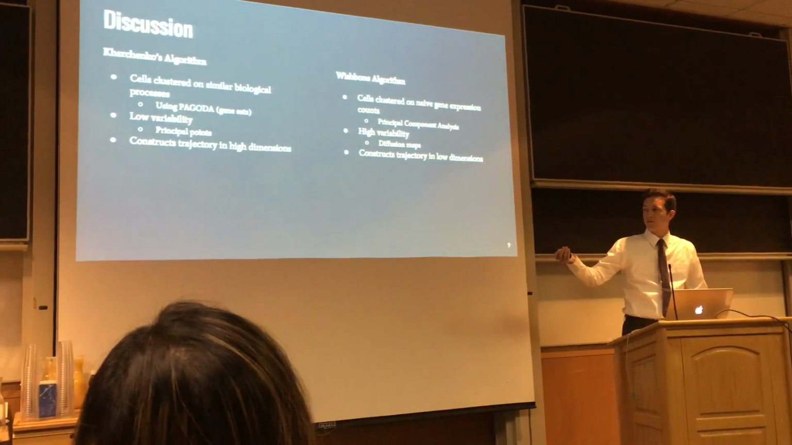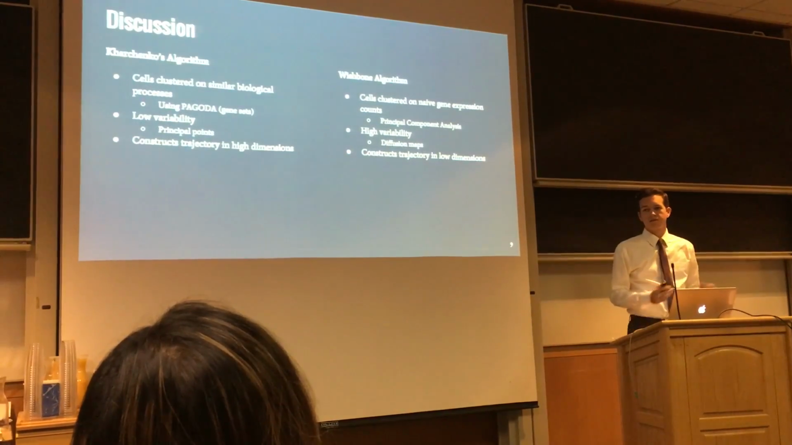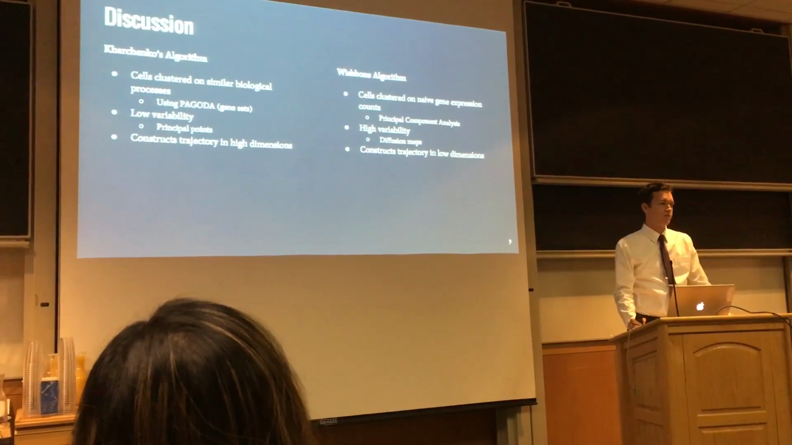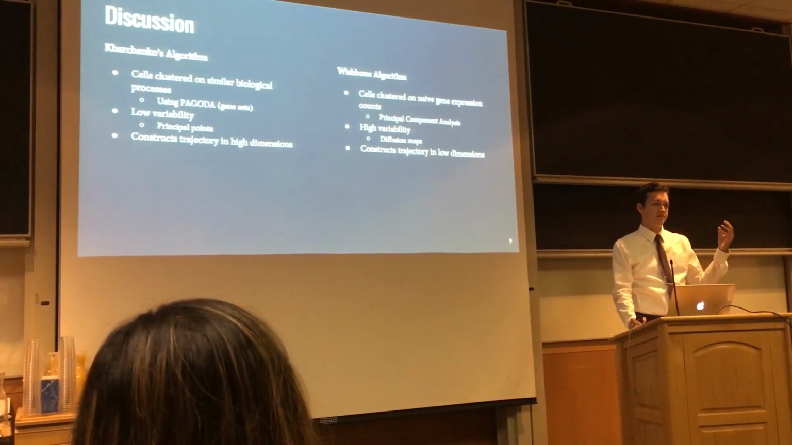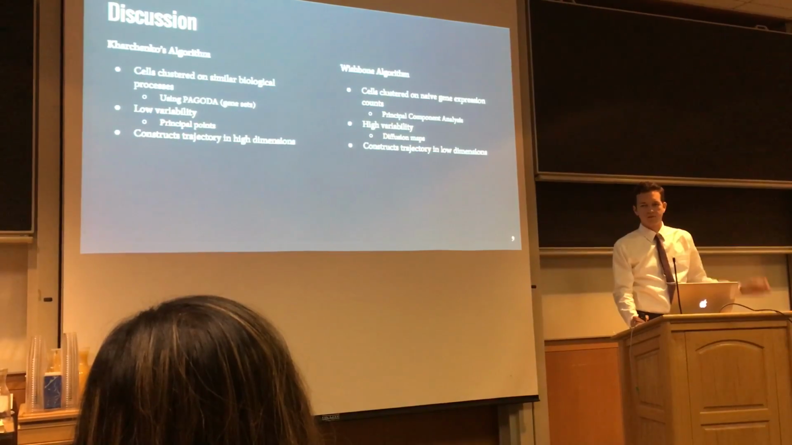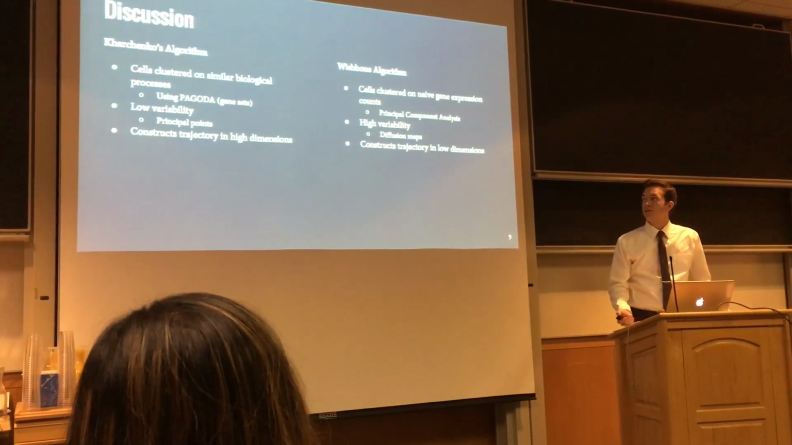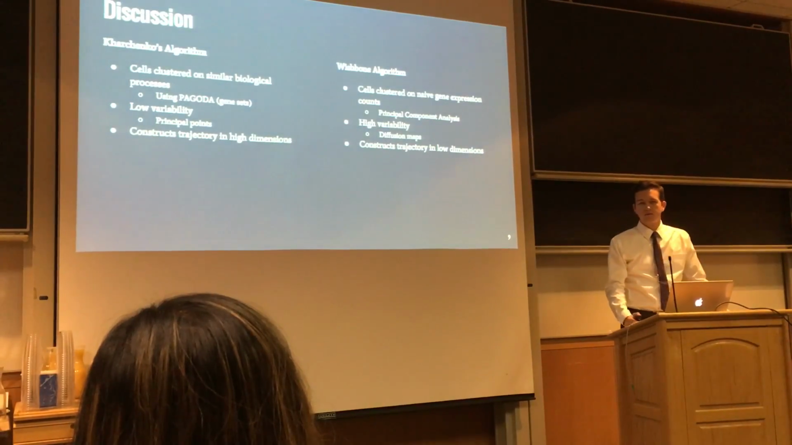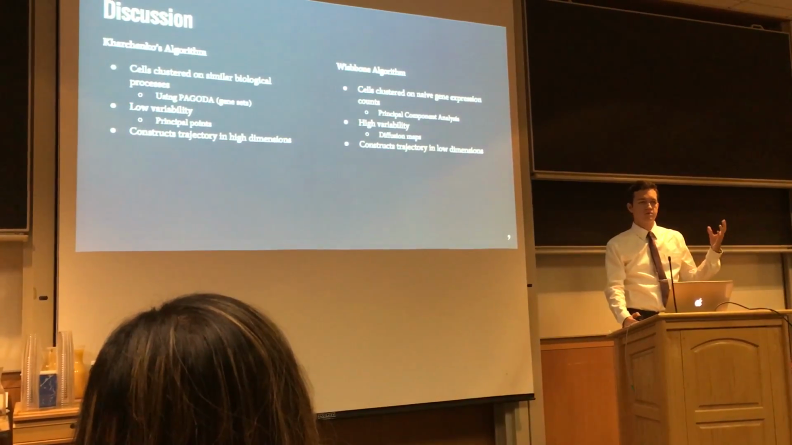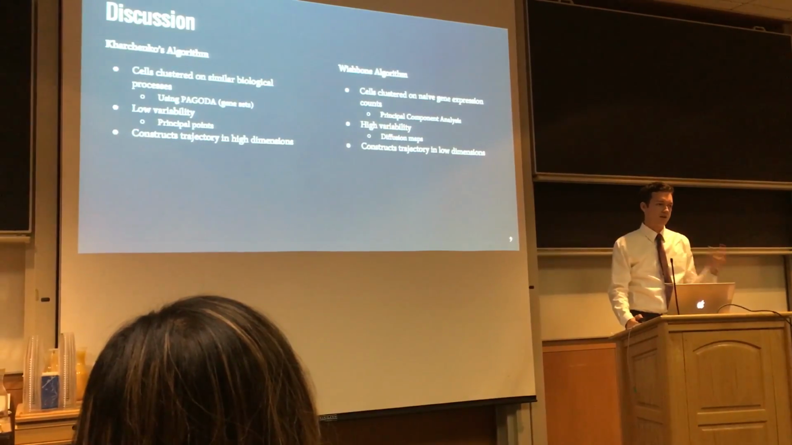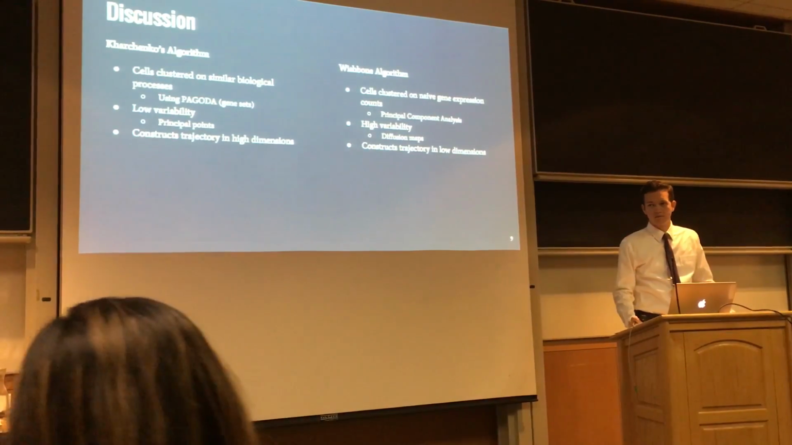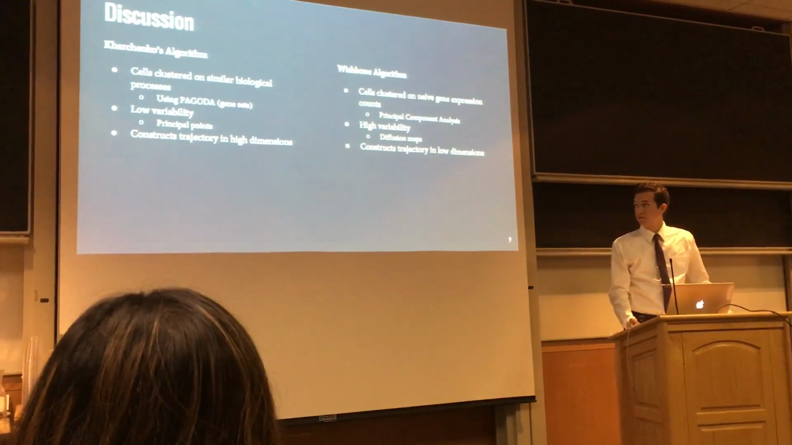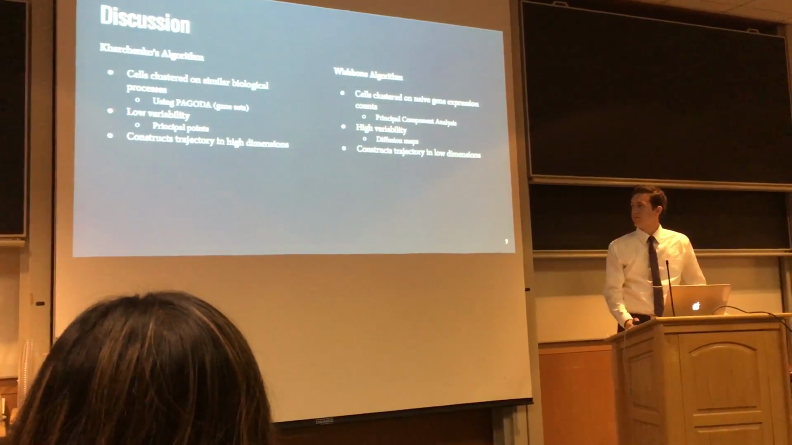One thing about Krushenko's algorithm is it has a very low variability, so the principal points are computed in high dimensions. So these principal points are able to encapsulate a lot of information, so they don't change very much. Whereas the Wishbone algorithm uses the diffusion maps, and depending on the various diffusion maps that you choose, the trajectory can change drastically because it looks at a different dimension of the data. And so that is one weakness of the Wishbone algorithm.